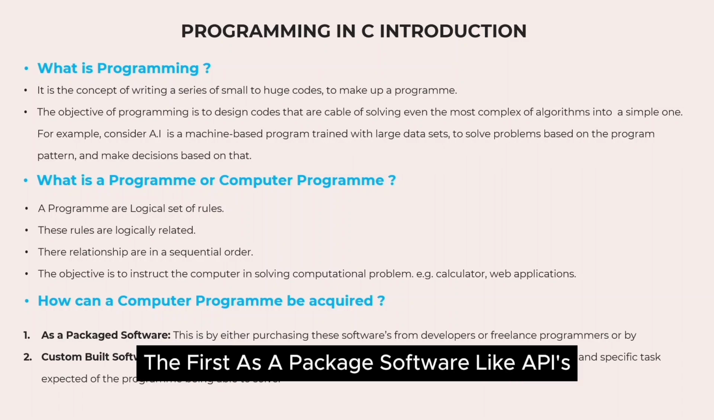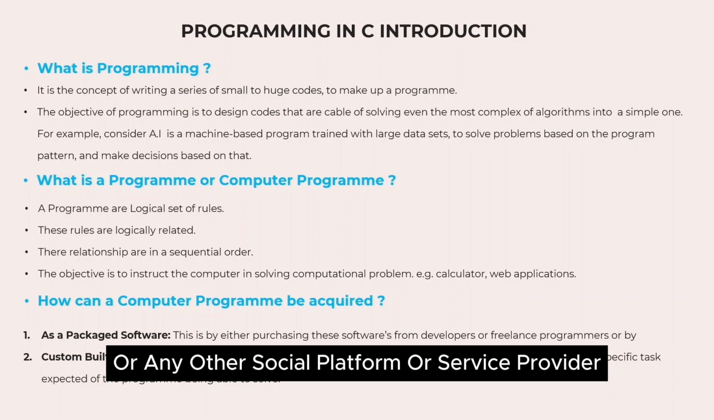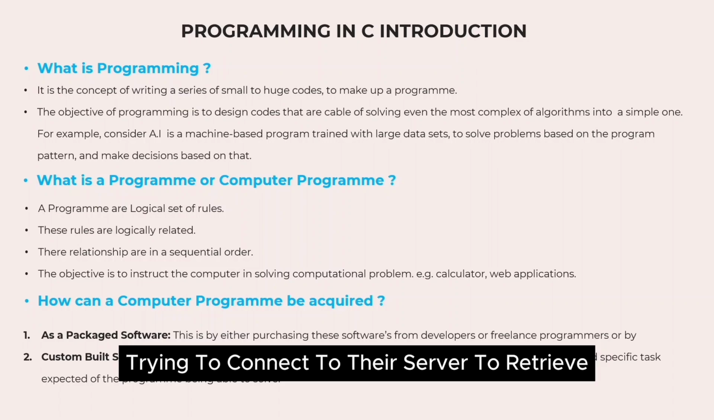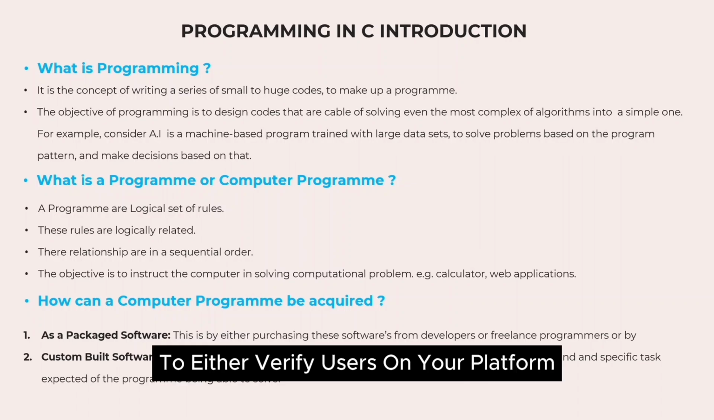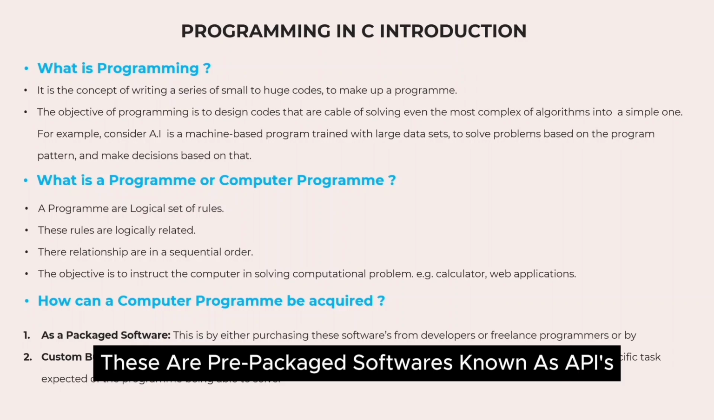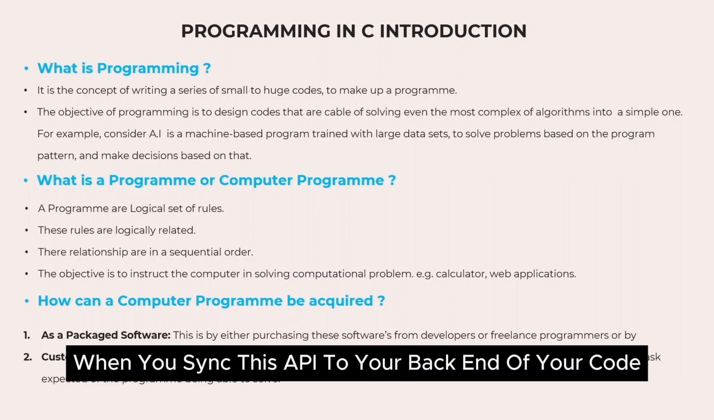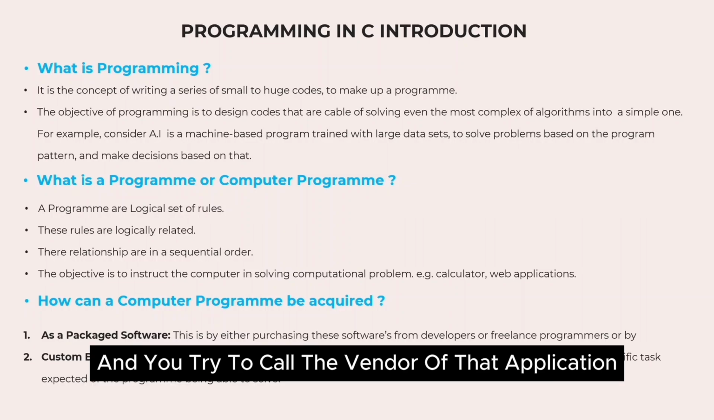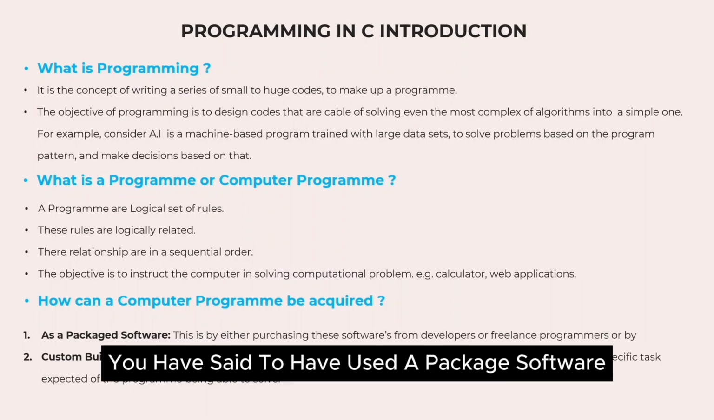The first is packaged software, like APIs. When you go to Twitter or X or Facebook or any other social platform or service provider, trying to connect to their server to retrieve certain information, either to verify users on your platform or for other business purposes, these are prepackaged software known as APIs, Application Programming Interfaces. So basically, when you sync this API to the back end of your code and you try to call the vendor of that application whose API you're using, you are said to have used a packaged software.